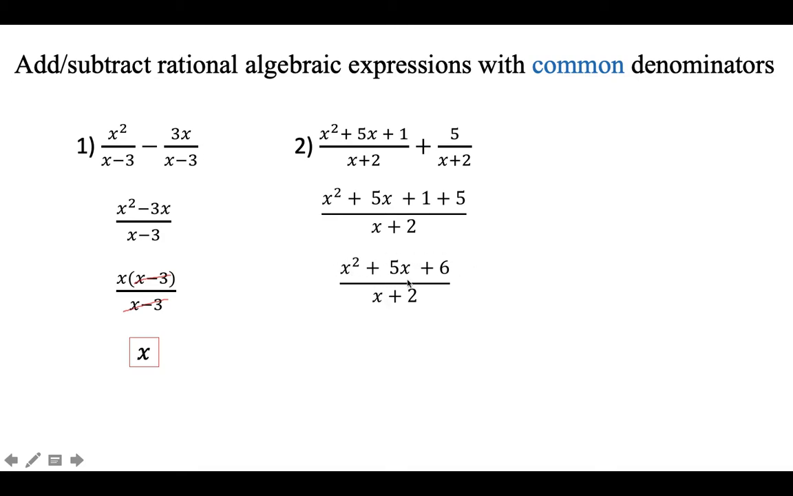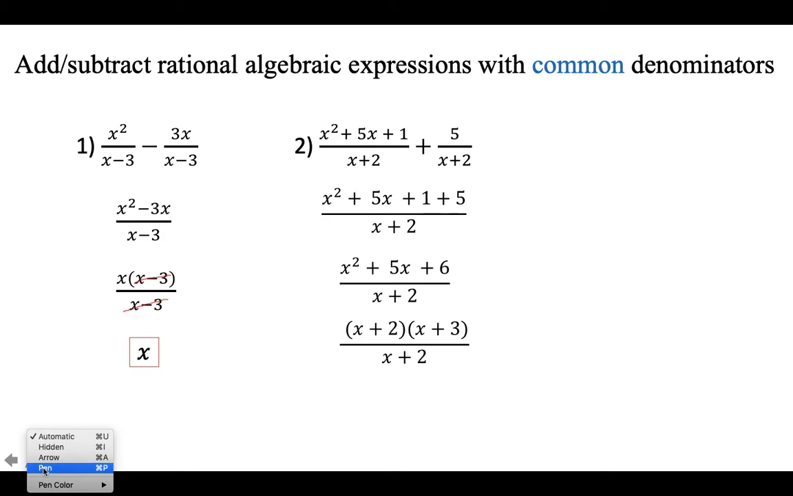Since this trinomial can still be factored, if we factor this, it gives us quantity x plus 2 times quantity x plus 3. And it so happened that there is a common factor from this one and from the denominator. So x plus 2 divided by x plus 2 is equal to 1. And 1 times x plus 3, the final answer is x plus 3.